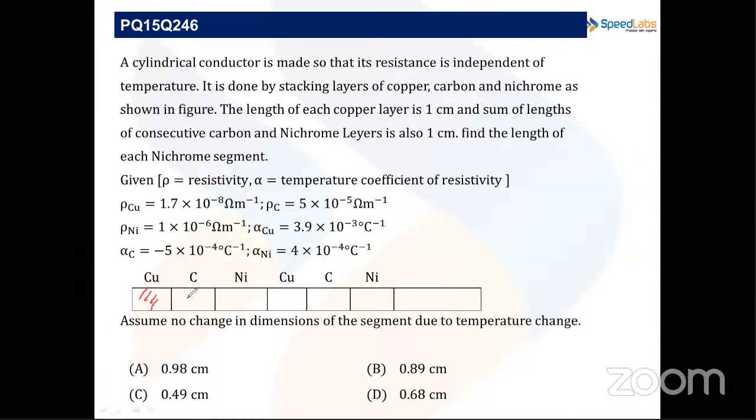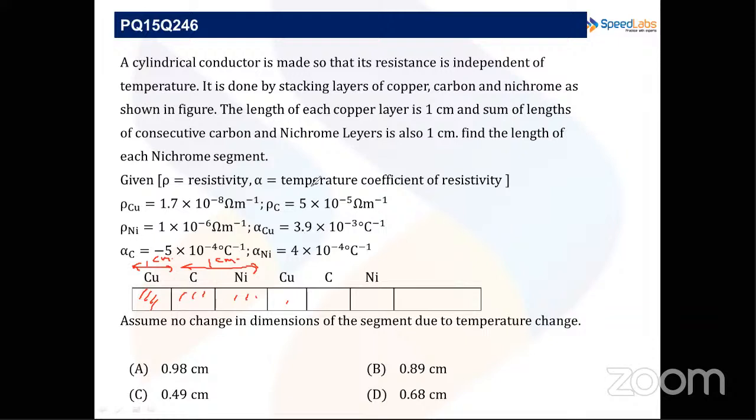So first a little copper is placed, then carbon, then nichrome, then copper, carbon and nichrome again, and that's how we are making our resistance. Now he's saying that the length of each copper layer is 1 centimeter, and the sum of the length of consecutive carbon and nichrome layers is also 1 centimeter. So this entire length is also 1 centimeter. Given that resistivity is rho and alpha is the temperature coefficient of resistivity, he has given all of them for copper, carbon and nichrome, all resistivity and alpha values.